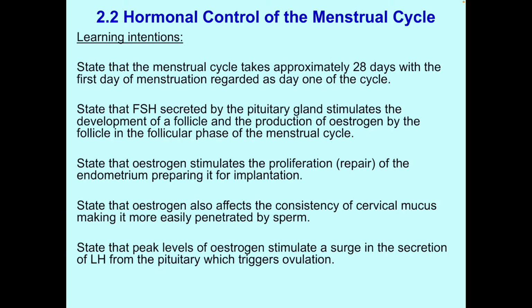In this video, we're going to learn about the hormonal control of the menstrual cycle. We need to know that the menstrual cycle takes approximately 28 days, and we need to know the functions of FSH and LH within the menstrual cycle, and also the function of estrogen within the first half of the menstrual cycle.